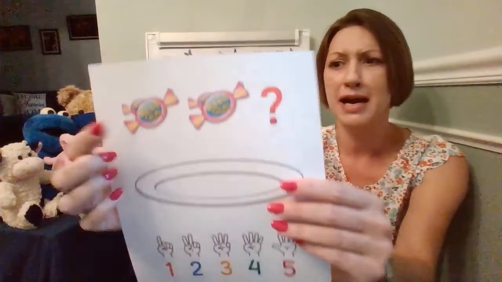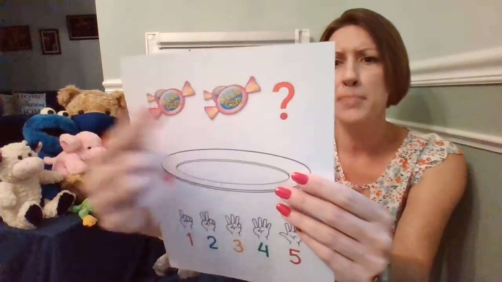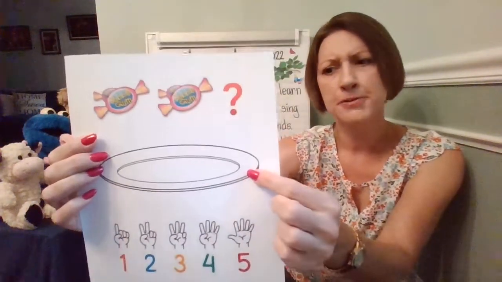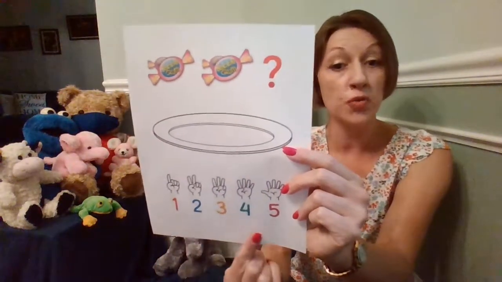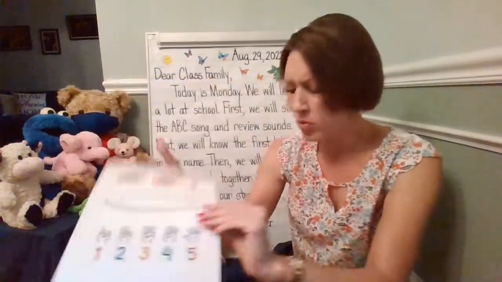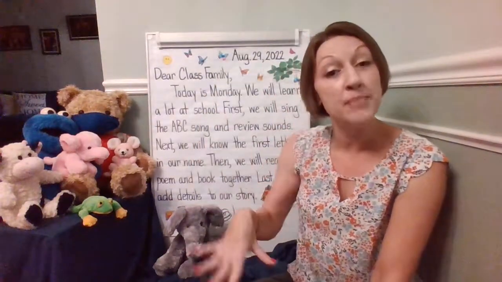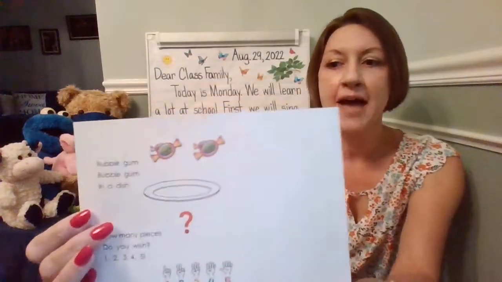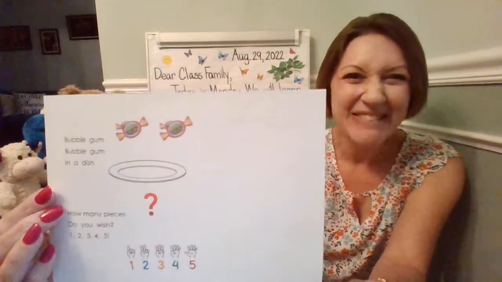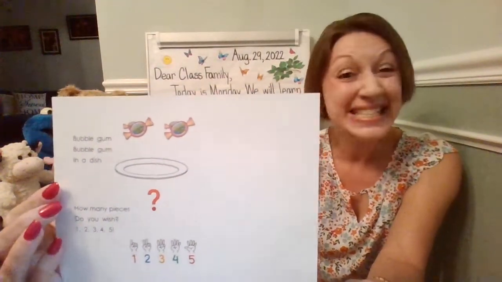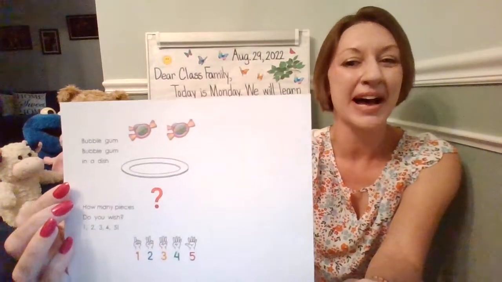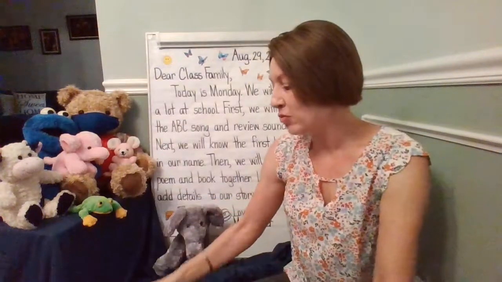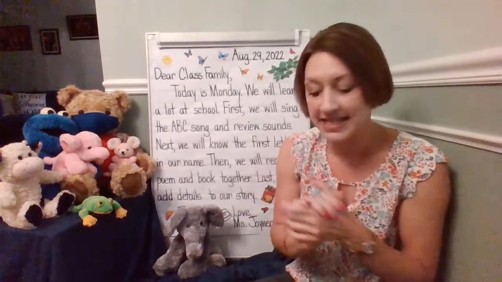Let's notice what's here. I see bubblegum, bubblegum. There's a question mark. I see a dish. And I see numbers 1, 2, 3, 4, 5. I wonder what this is. So on chart paper, I have the poem ready for you. And the poem is: bubblegum, bubblegum in a dish. How many pieces do you wish? 1, 2, 3, 4, 5. We'll be looking at this poem and we'll be going ahead and reading it together as a team and class family.